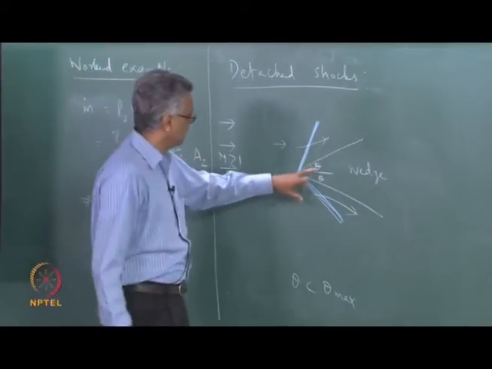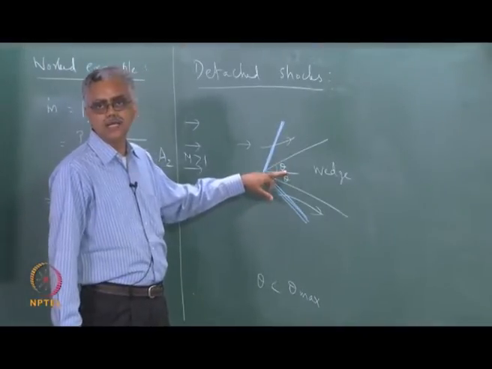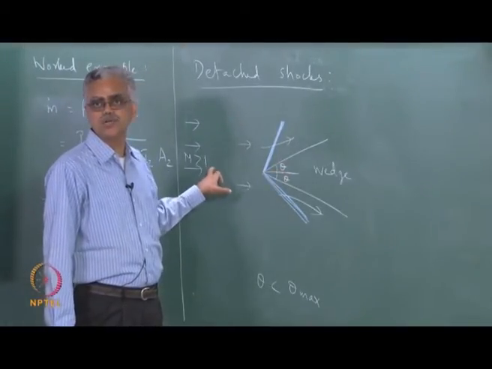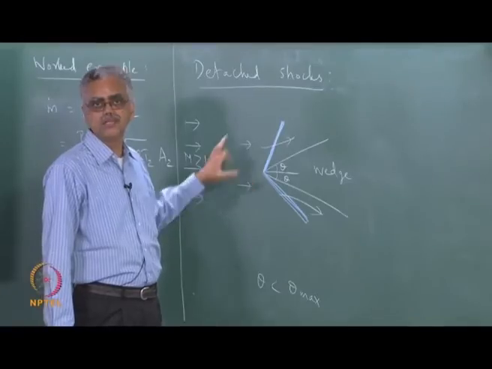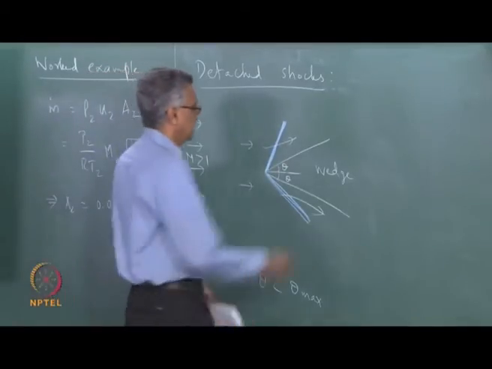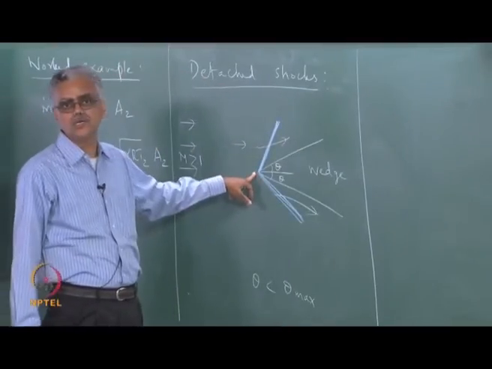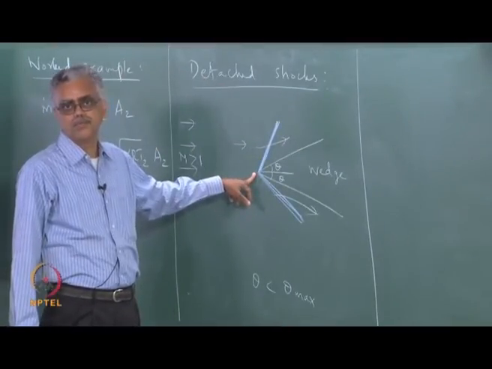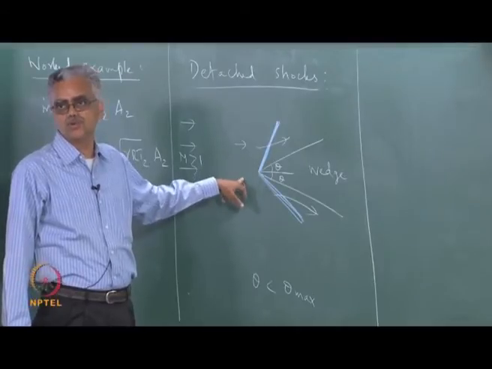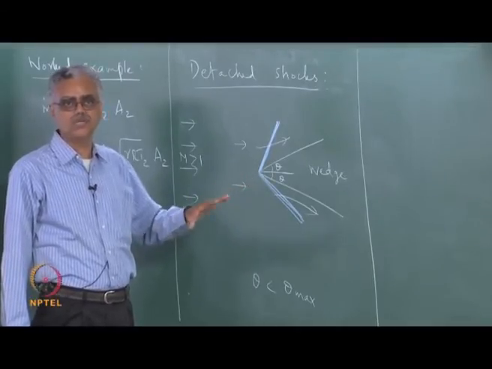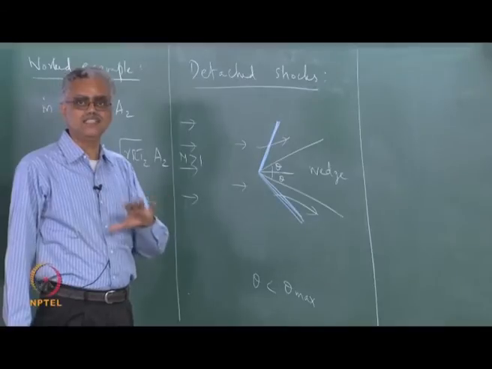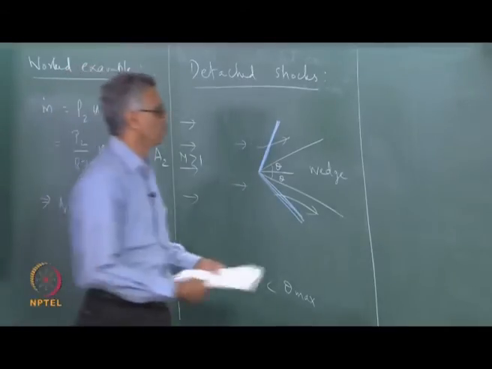Now what happens when I increase this theta to a value above theta max corresponding to this Mach number? That is when the shock becomes detached, and in the case of a body like this it is usually referred to as a bluff body. So keeping a bluff body in a supersonic flow many times will cause the shock to be detached and it stands in ahead of the bluff body.